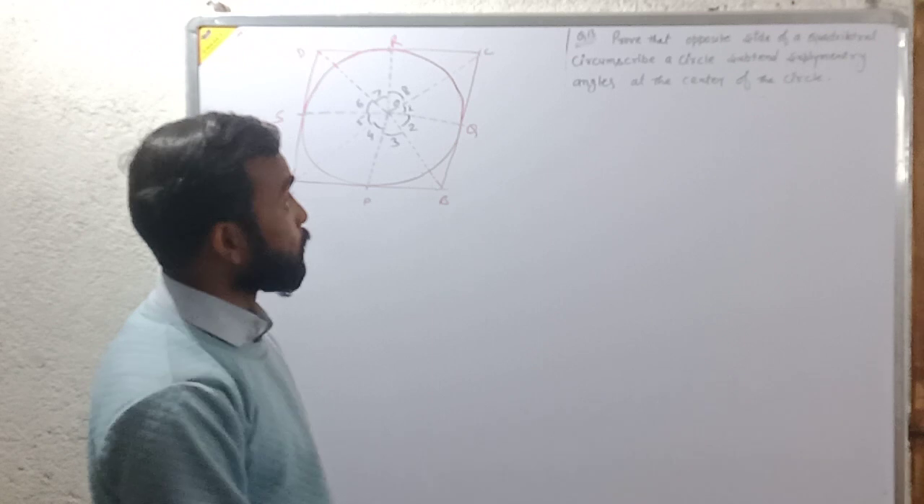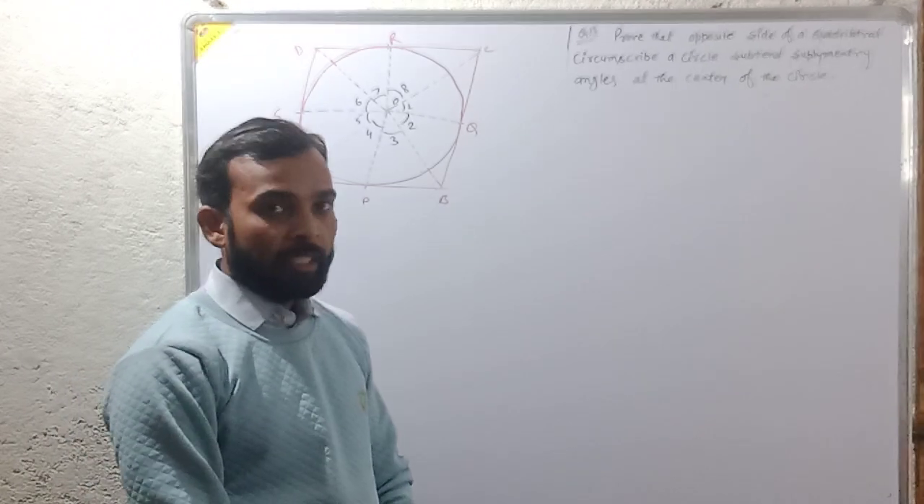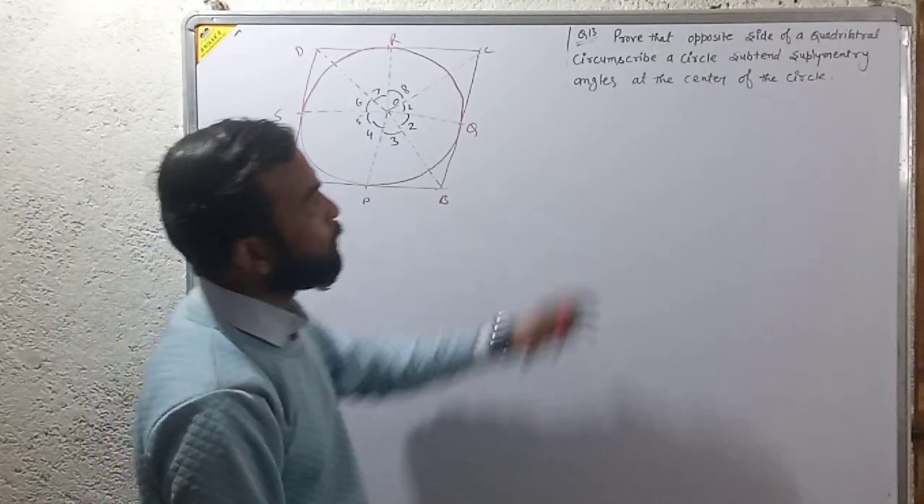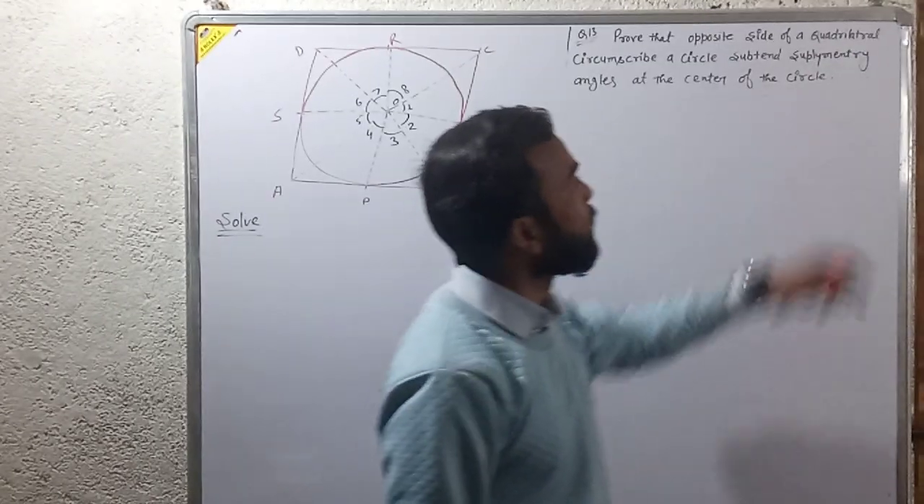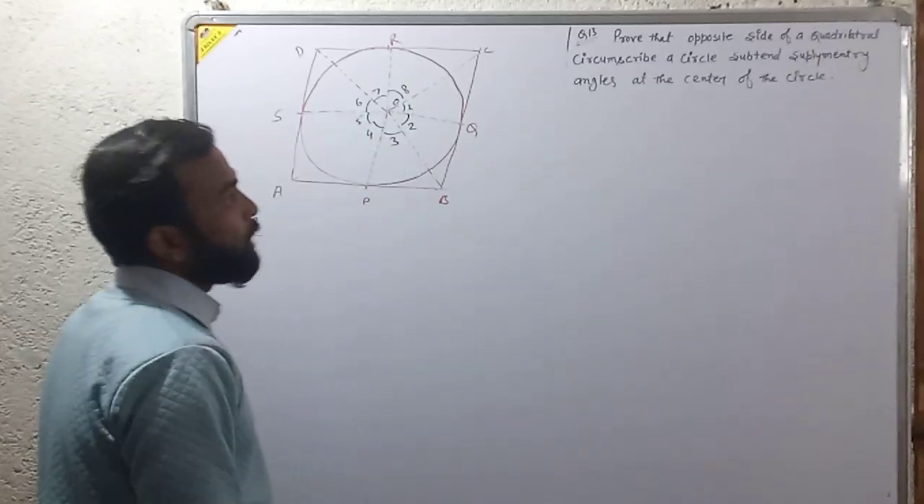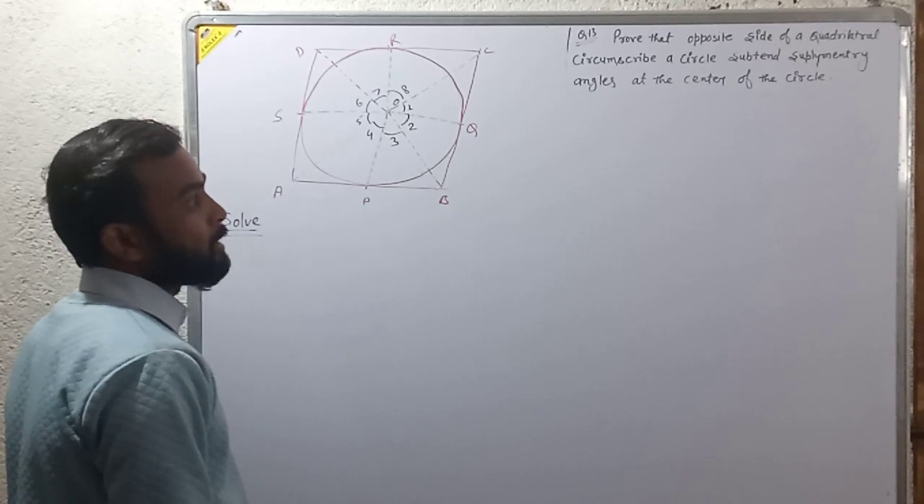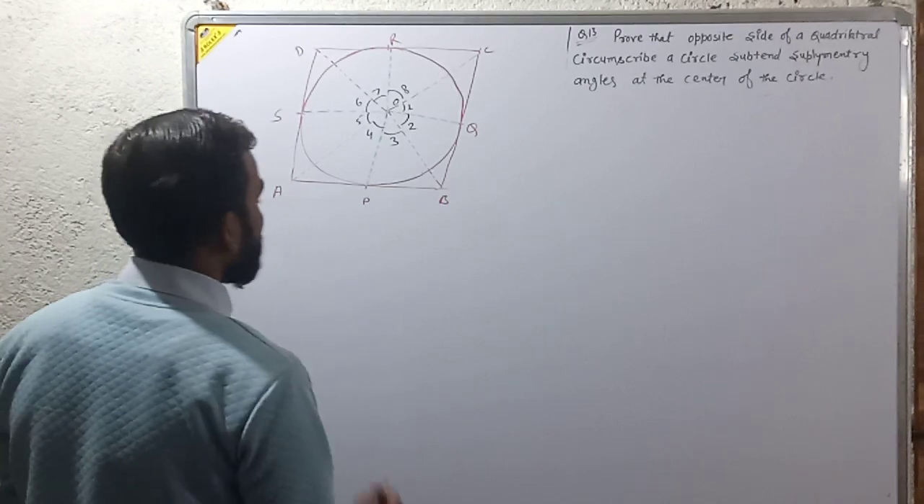Now we have to solve question number 13, exercise 10.1. The question is: prove that opposite sides of a quadrilateral circumscribed about a circle subtend supplementary angles at the center of the circle.